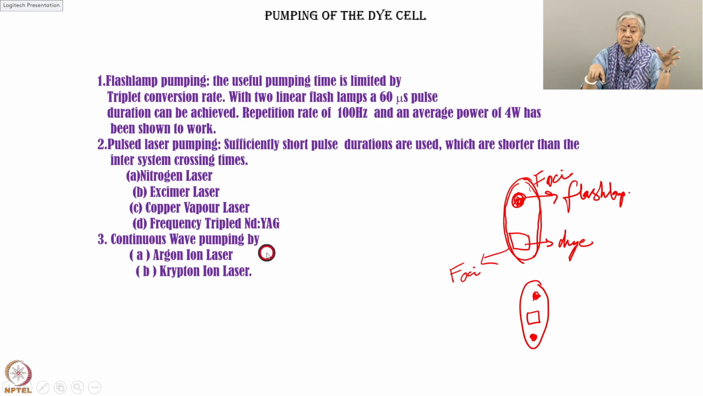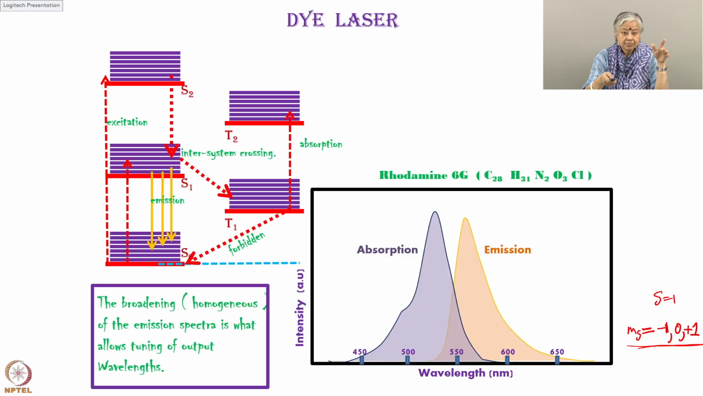And continuous wave pumping is also possible, okay, which is done by argon ion laser or krypton ion laser. Now, in the continuous wave, you have to manage again that triplet conversion rate. Okay. If I go back to that slide, here. So, I do not want this conversion to take place. Okay. I do not want intersystem crossing, and this is a forbidden state. Nothing comes down here, sort of forbidden. So, all your molecules are getting collected here, and you have very few molecules for the lasing action. So, you do not want that to happen.